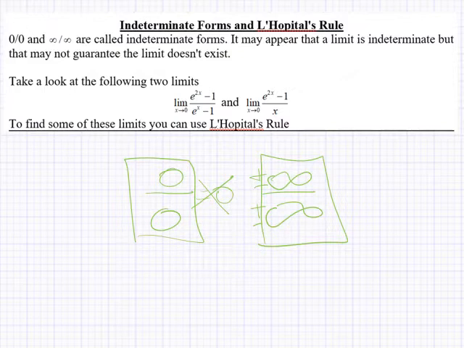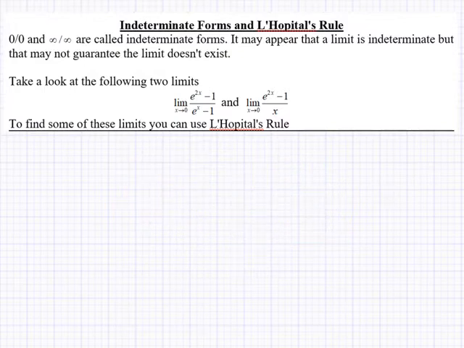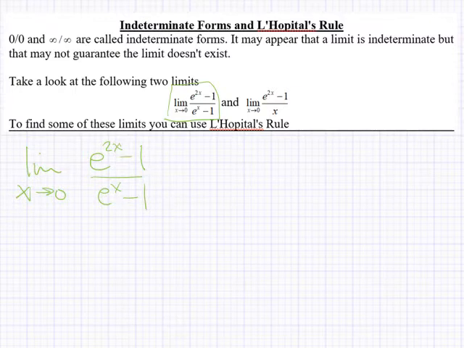So if we're looking at a limit, let's say this limit right here: the limit as x approaches 0 of e to the 2x minus 1 over e to the x minus 1. As x approaches 0, this right here will get closer and closer to 1, okay? Because if x gets close to 0, this gets close to e to the 0, which is 1. Well, this is subtracting 1, so the numerator is going to get closer and closer to 0.